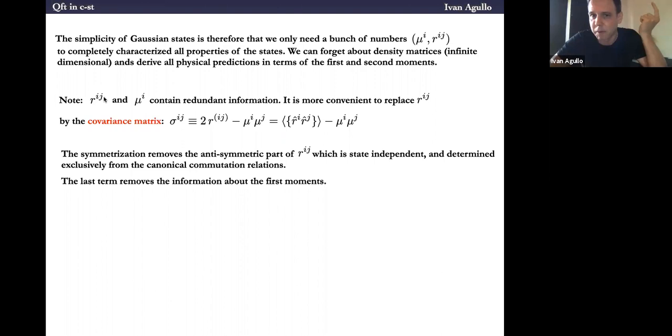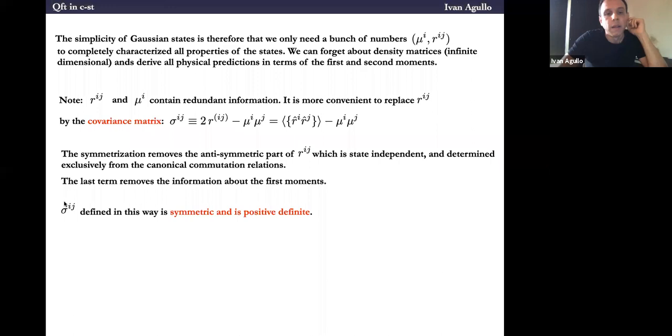So the only non-trivial information in the second moment is in the symmetric part. Forget about the second part, there is a typo here. It's the symmetric part, you know, just compute the second moment, symmetrize and subtract the mean. Again, because the antisymmetric part is the same for all quantum states and is state independent. So therefore, when we speak about Gaussian states, we focus on the mean and the variance. The variance happens to be symmetric and positive definite.